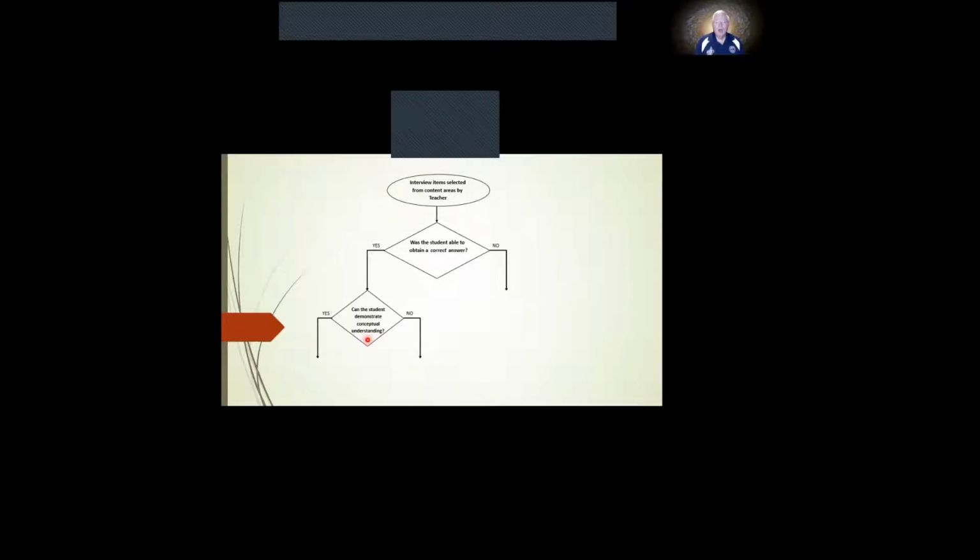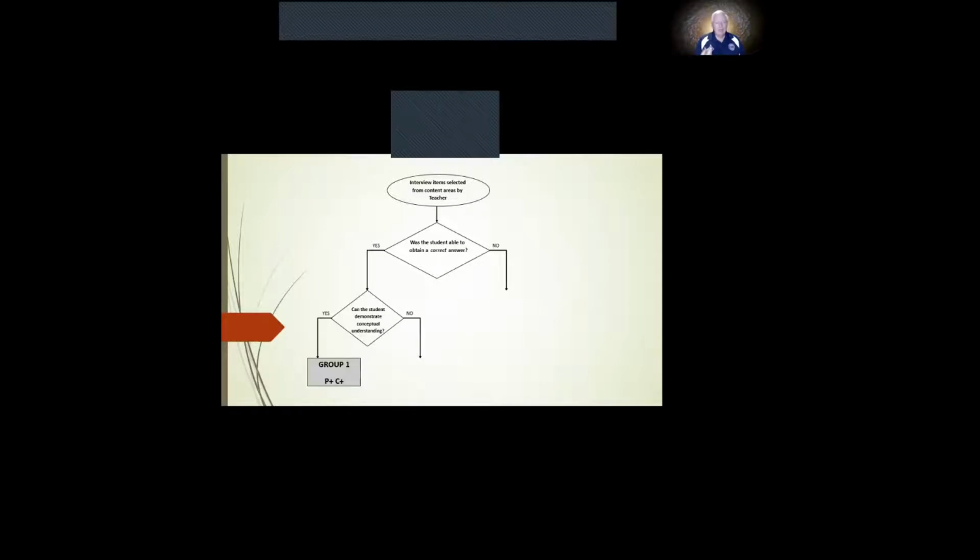But for now, I want you to recognize that if you just trust your professional judgment, you're going to be able to determine with a high degree of reliability and validity whether the student has a conceptual understanding or whether the student does not have conceptual understanding. So what does that mean?